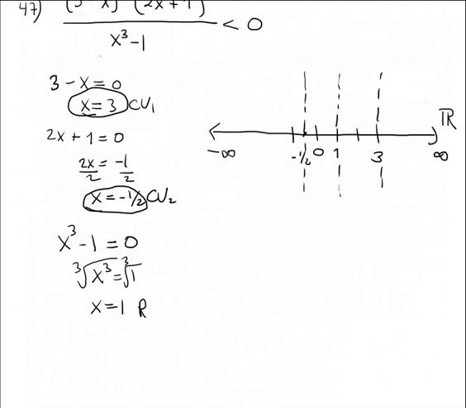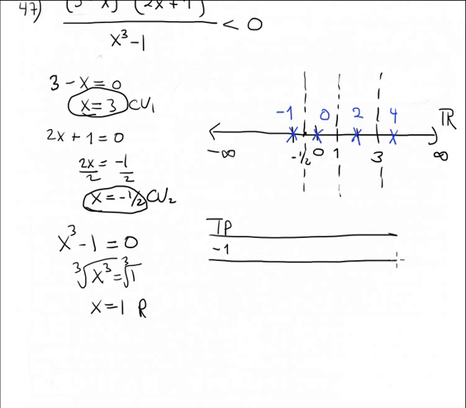Okay, therefore we have in total 4 testing points, for example. Negative 1 is one, 0 is another, 2 is another, and 4 is another testing point. Okay, so let's do it in the chart. Testing points: negative 1, 0, 2, and 4.